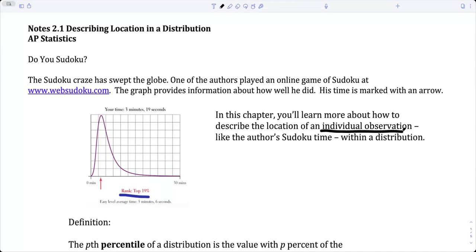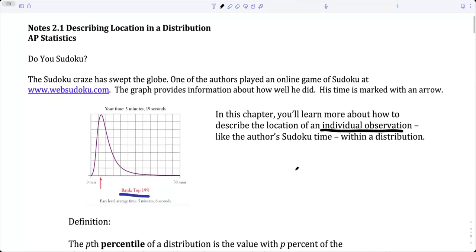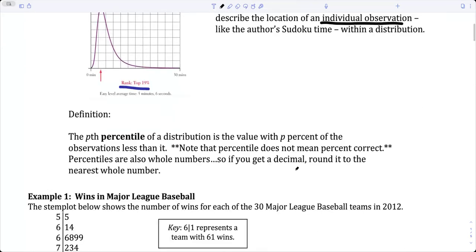time within a distribution. Okay, so we have a definition here. We say the percentile of a distribution is the value with p% of the observations less than it. Note that percentile does not mean percent correct. Also, percentiles are whole numbers. So if you get a decimal, you need to round it to the nearest whole number.